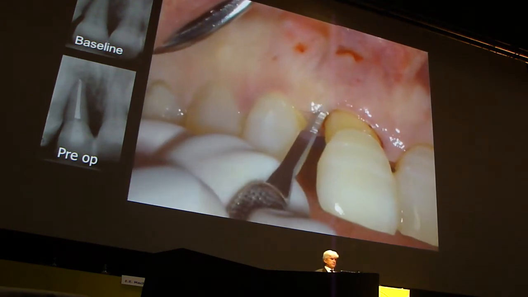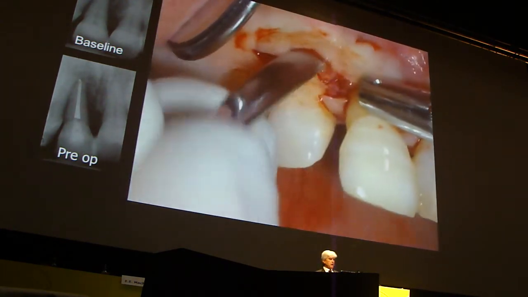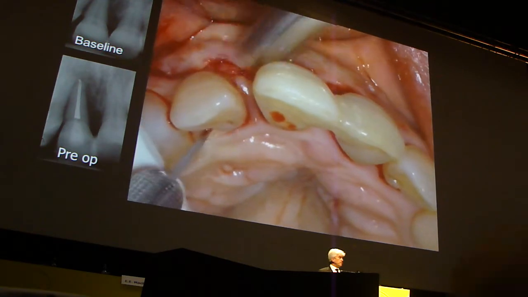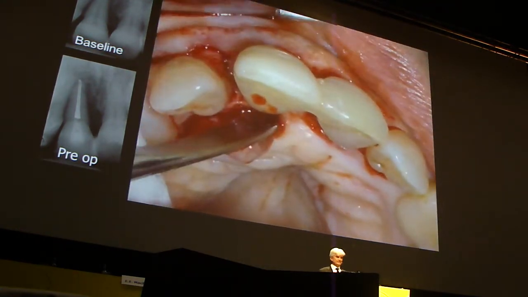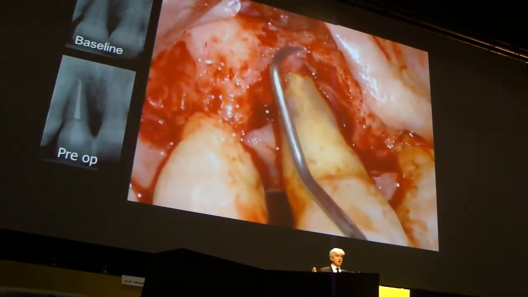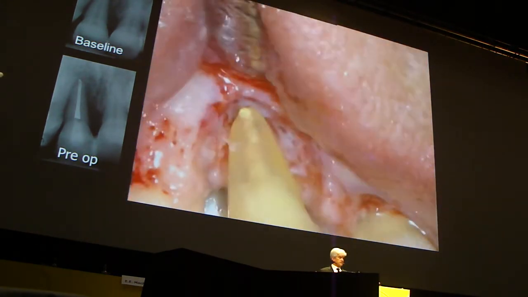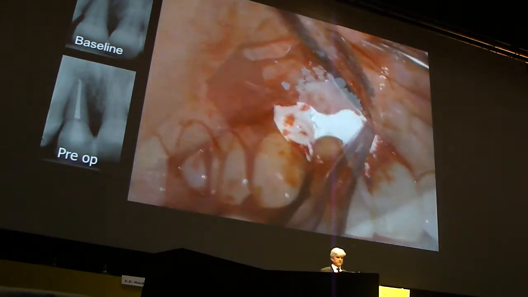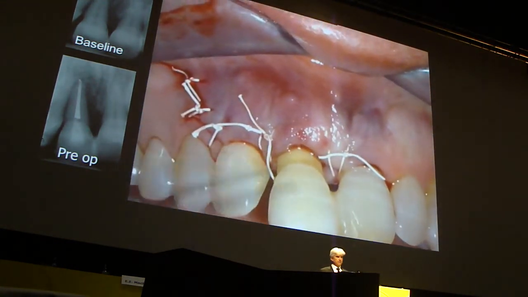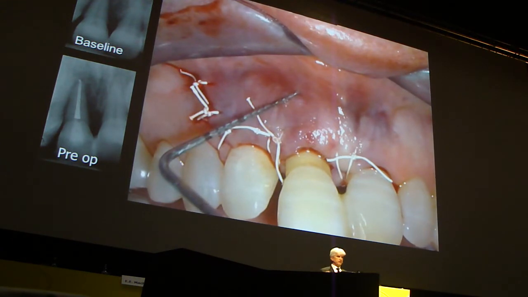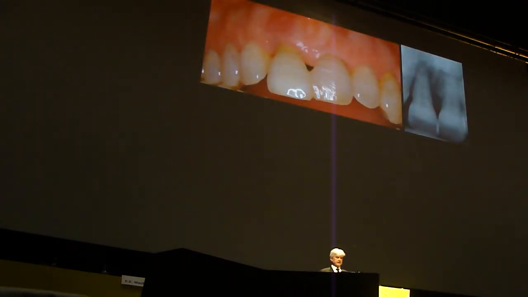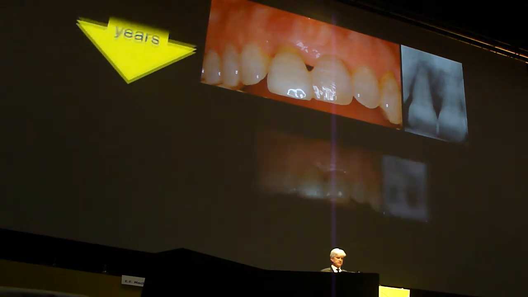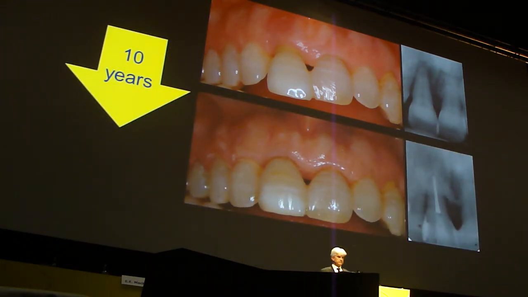I showed you one of those cases in surgery. And of course, here we cannot apply a minimally invasive surgical procedure. Here we have to apply a large papilla preservation flap. And what you see here is a tooth completely detached from periodontal attachment. And we are applying regenerative material here because here we need the help of regenerative materials for sure. And this is the case as it started, and this is the case after 10 years.